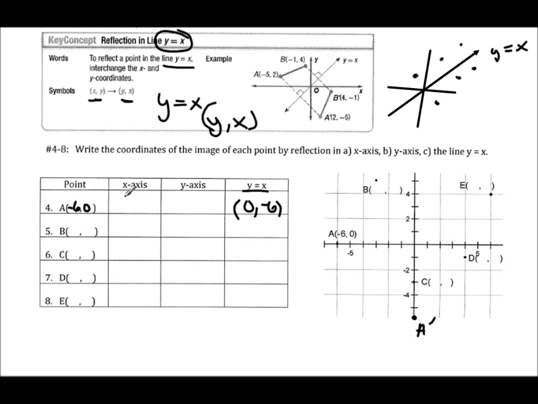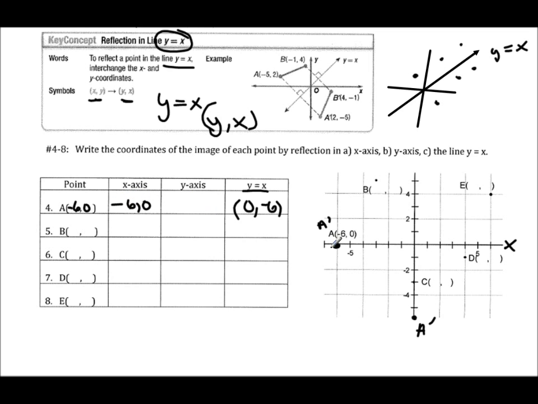Now if I'm reflecting over the x-axis, I would do the same thing as before. Here's my x-axis. I would count how many units A is away from the x-axis. So here's A, it's actually sitting on the x-axis. So to reflect it or to flip it over the x-axis would leave it exactly in the same place.